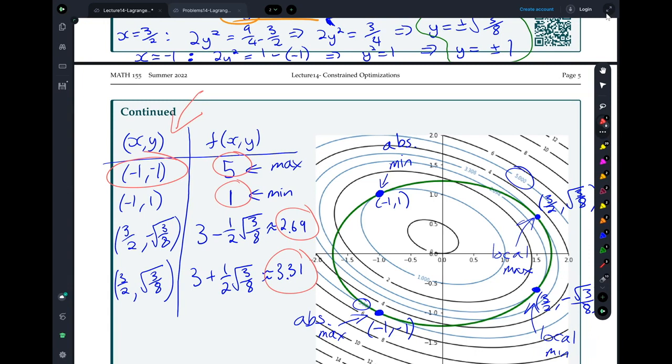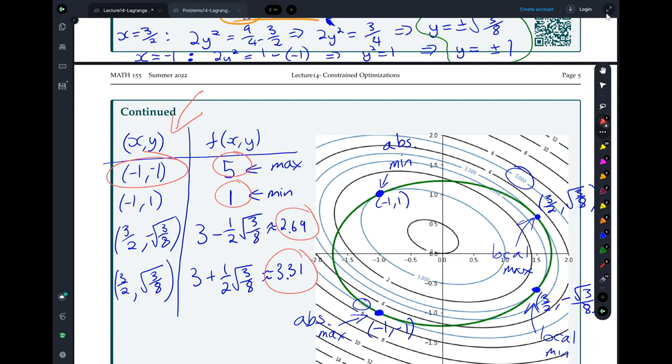And that's an absolute maximum. 1 is the smallest one, so that's an absolute minimum. The 2.69, well, this is a little bit trickier because we can't tell whether that is a minimum or maximum just by looking at its value, right? We can tell that 5 is the largest value, so it has to be a maximum. 1 is the lowest value, so it has to be a minimum.